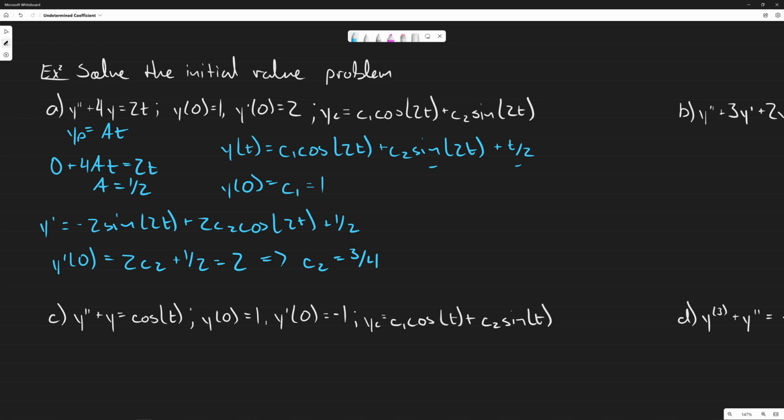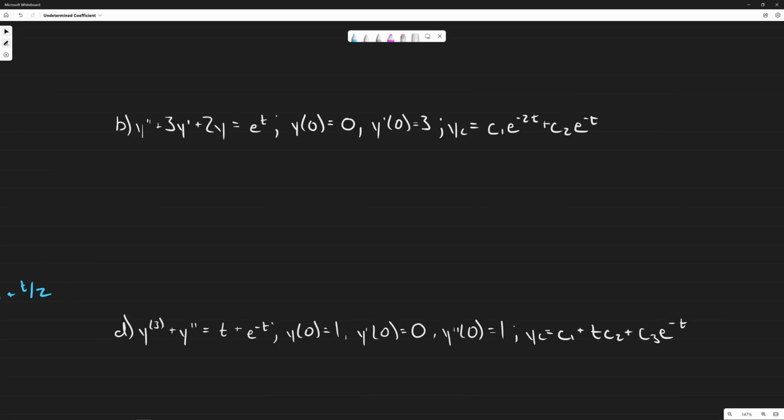We see that c2 is equal to 3/4, making our solution, well, it's not a particular solution anymore, but making our solution be cosine of 2t plus 3/4 sine of 2t plus t over 2.